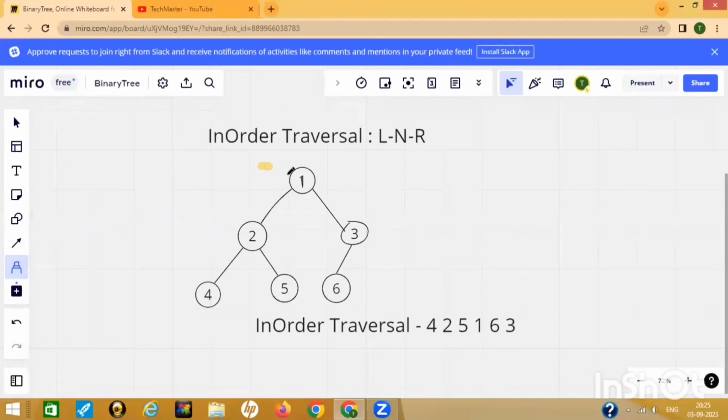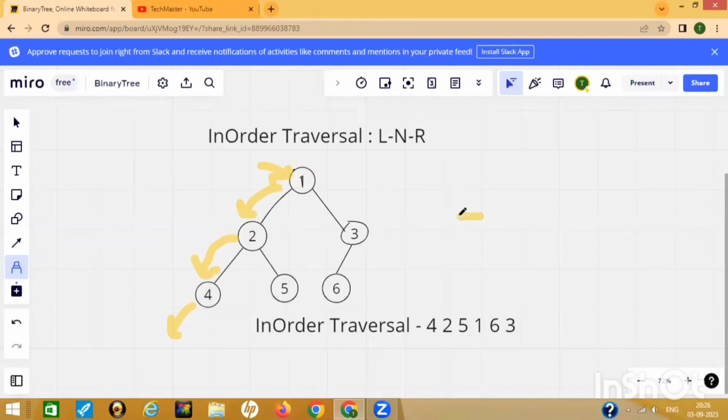We will be starting at the root node. The root node is 1 here. But our traversal will be left, node, and right. So we will move on to the left side first. First of all, we'll be traversing the left node. For 1, the left side is 2, and for 2 we have a left node, so we will move on to the left node 4, and for 4 we check the left node. For 4, the left node is null, so we have visited the left side for 4, and we will visit the node 4.